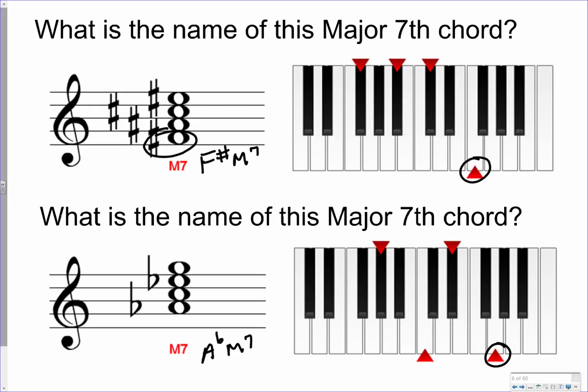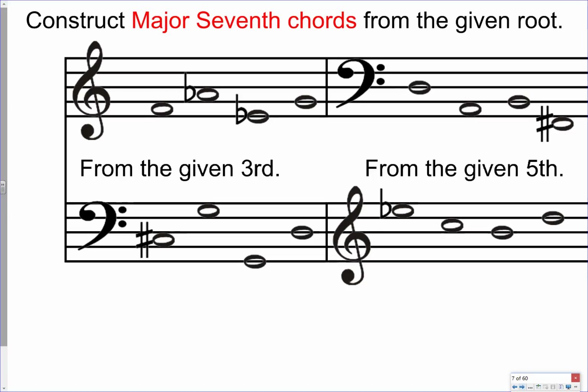Remember, major 7th chords: major triad and major 7th interval. Okay, now it's going to be your turn to construct major 7th chords from the given root. So in the first line here, those are the roots. We have a treble clef, F, and an A flat, E flat, and a G. Bass clef, D, A, B, F sharp. In the next line, you are given the 3rd for bass clef, and you are given the 5th for treble clef.